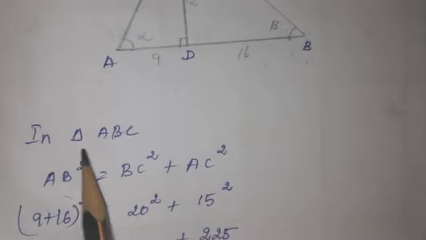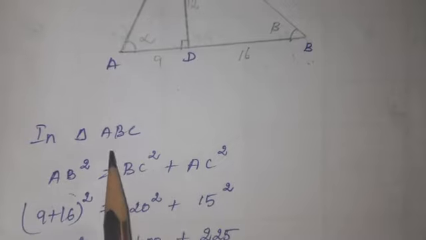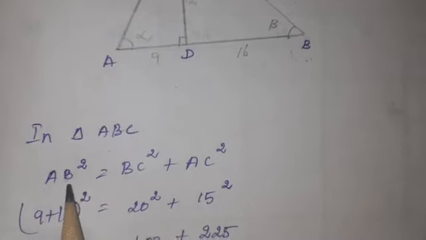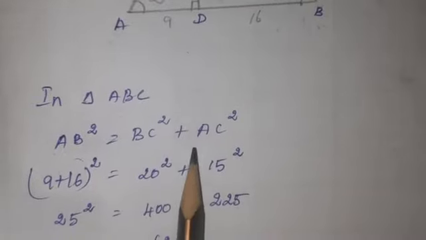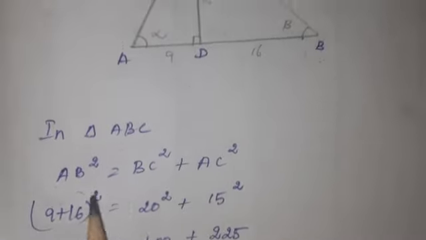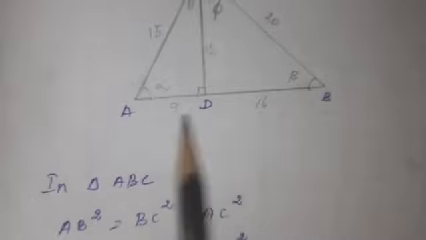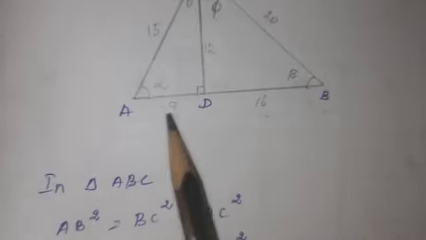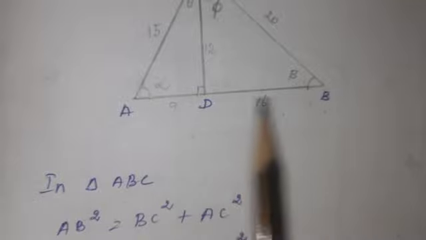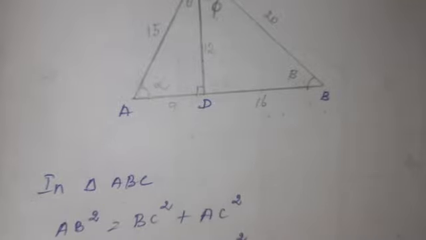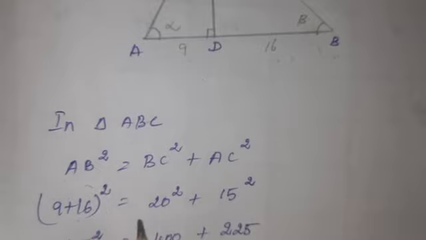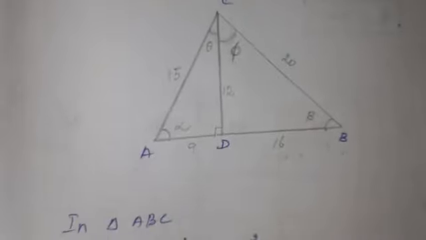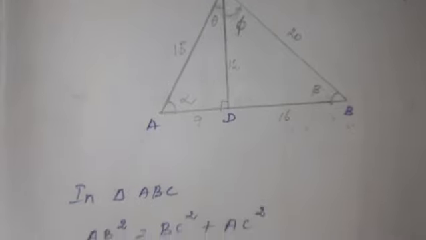In triangle ABC, the full triangle, I have written here, using the Pythagoras theorem, AB square is equal to BC square plus AC square. AB is given as two parts: AD is 9 and DB is 16. So I am adding these because we want to find AB. So (9 plus 16) square is equal to BC square, and BC is given as 20. So 20 square plus AC value 15 square.